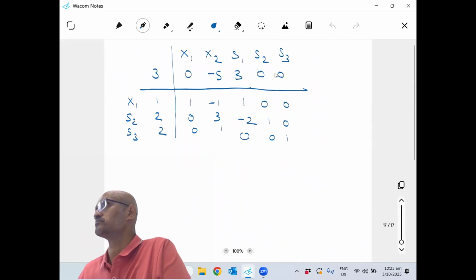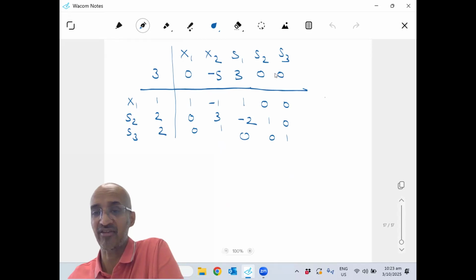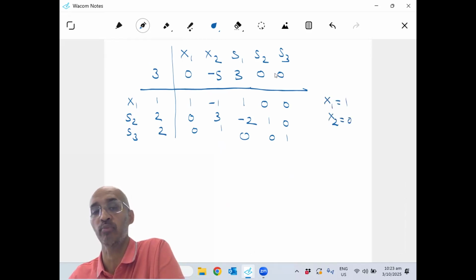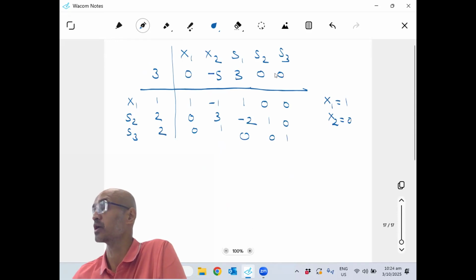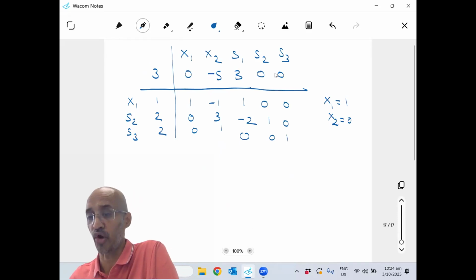Okay. What is this point? This point is x1 is equal to 1, x2 is equal to 0. That's a non-basic variable. Of course, S2 is 2 and S3 is 2. And you can calculate S1. S1 is also 0 because it's a non-basic variable.